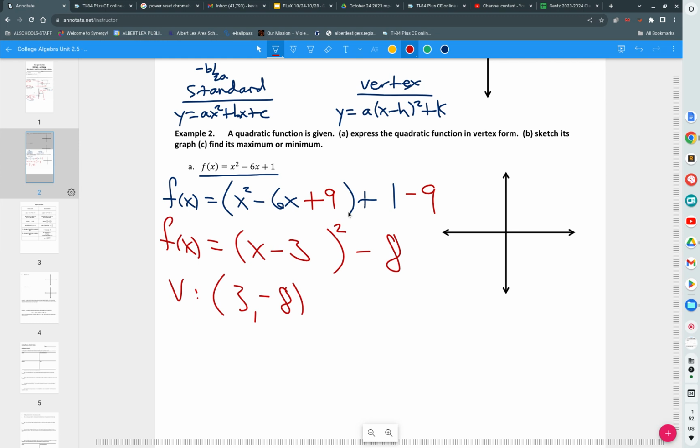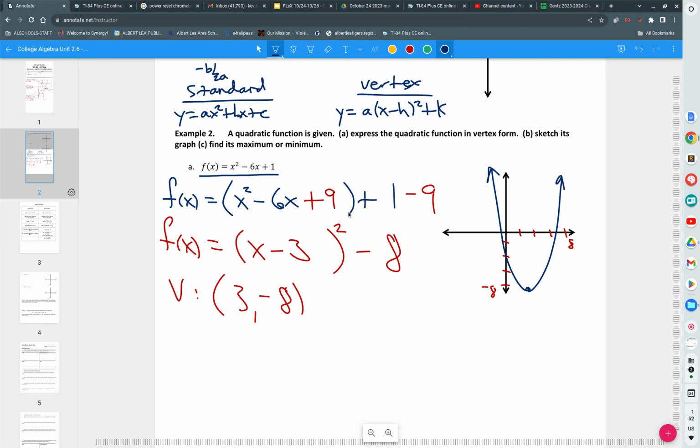No need to do negative b divided by 2a. You completed the square, you got the vertex. All I'm going to ask you to do with that is to sketch a quick graph. So I'm going to go over 2, 4, 6, 8. I'm going to plot positive 3 and negative 8. Draw my shape.